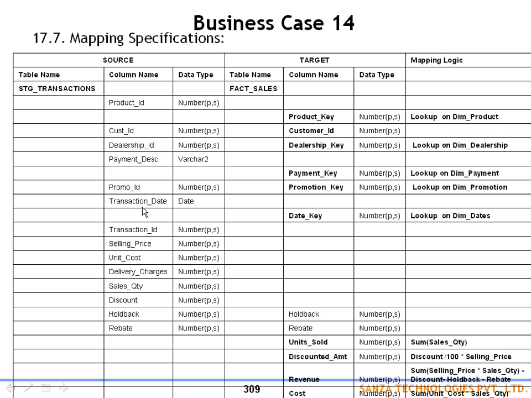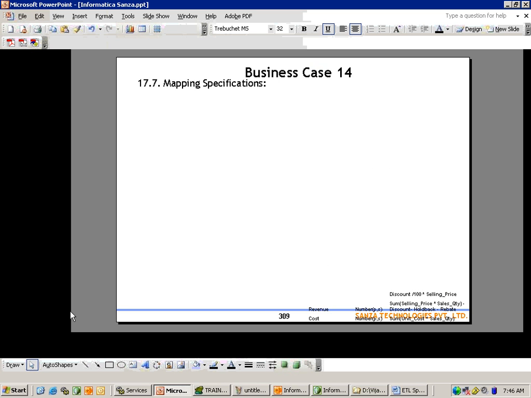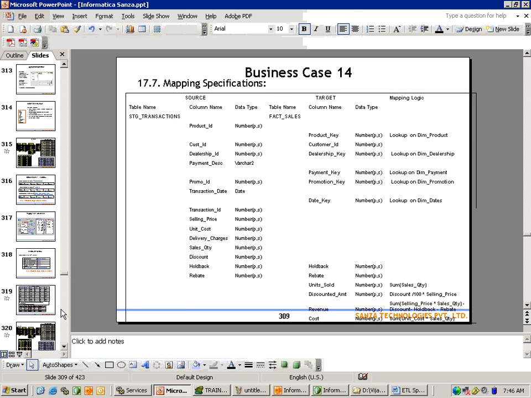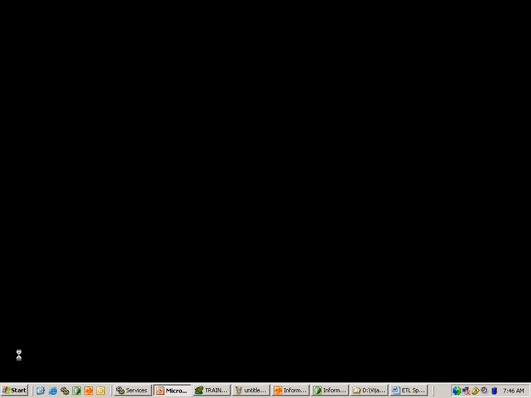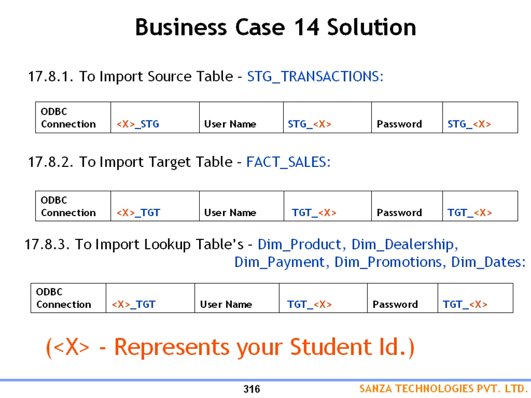Please open your sheet and write down these things in your ETL specification document. STG transaction table, ODBC connection for STG, username STG, password STG underscore your ID, and TGT, username and password TGT underscore your ID. To import the lookup tables, it is your ODBC connection TGT, username TGT underscore your ID, password TGT underscore your ID.